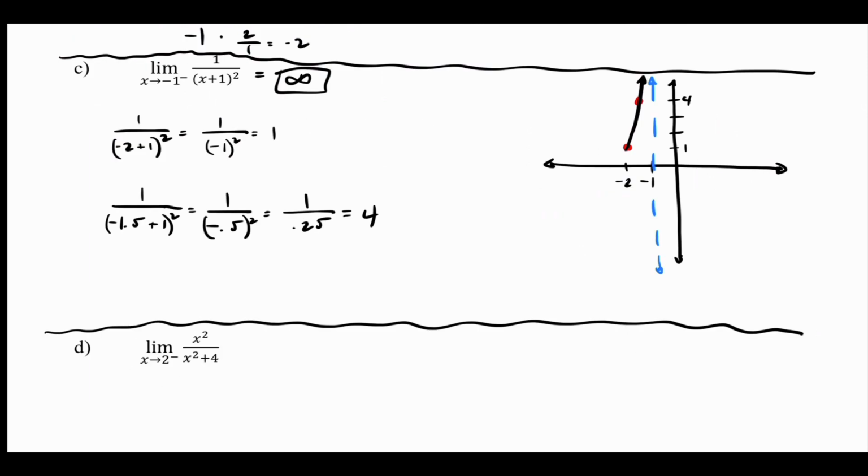Okay, so for letter C, we knew there was an asymptote at -1. We're only caring about the left side. So at -2, I got +1 as an answer. And then as I got closer, so I put -1.5, I got 4 as an answer. So it's going up. Positive infinity.